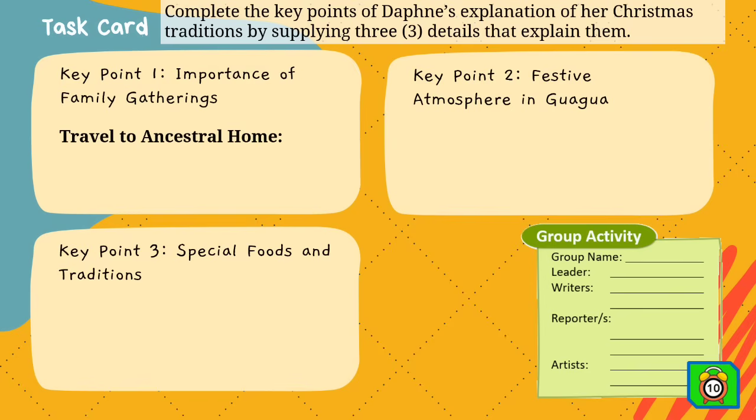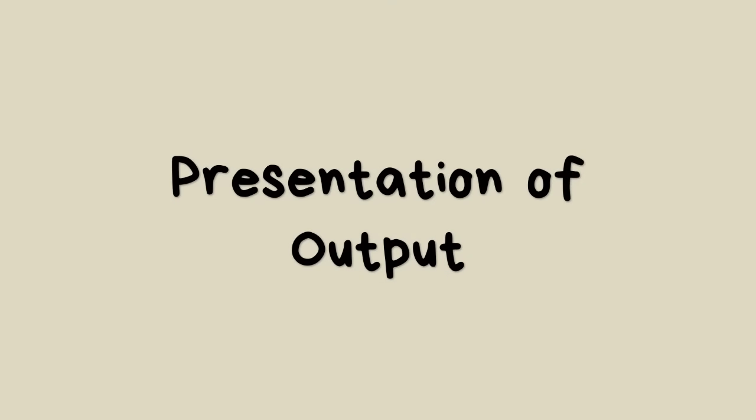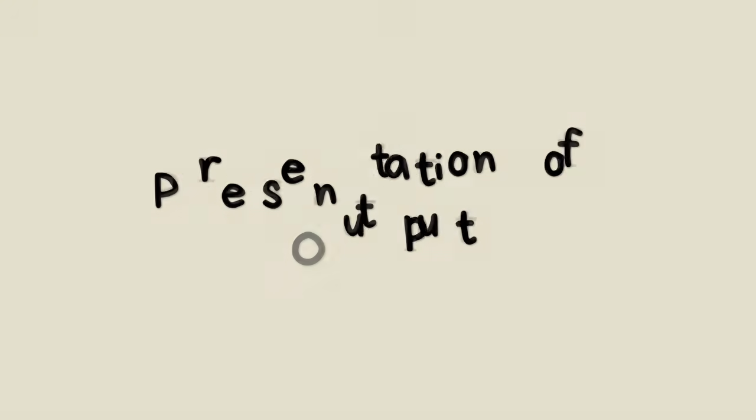So you have travel to ancestral home for key point 1, key point 2, Christmas spirit, key point 3, Christmas morning. Remember, help each other to finish the activity on time. So please work with your group. Present your output to the class in the best way possible.